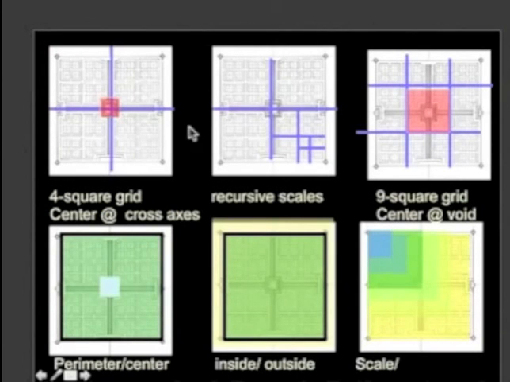And you get all these kind of interesting scaling relationships, recursive scales. Recursive means that the same thing is reiterated again and again in more densely nesting scales, and so forth. We get the nine-square grid with a center at the void. We get the four-square grid with a point at the void. We get the idea of the inside, the idea of the outside, and changing scale.